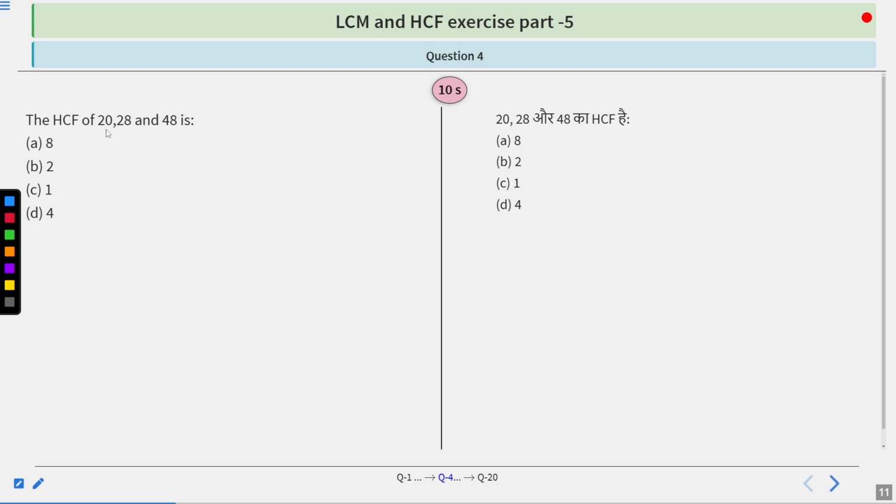The HCF of 20, 28 and 48 is, and the options are 8, 2, 1 and 4.